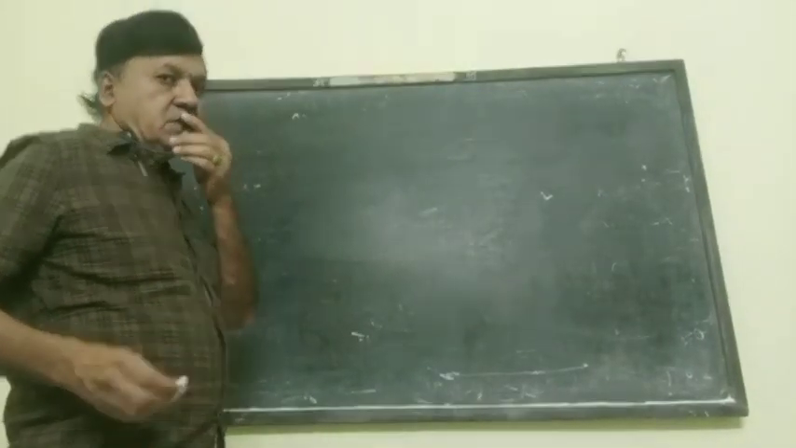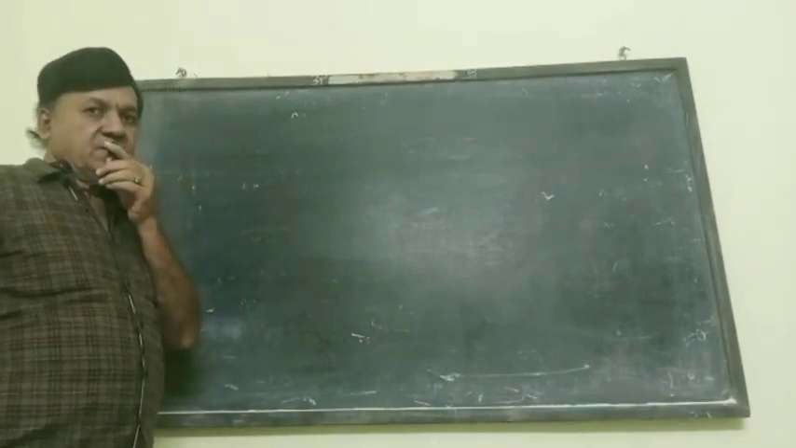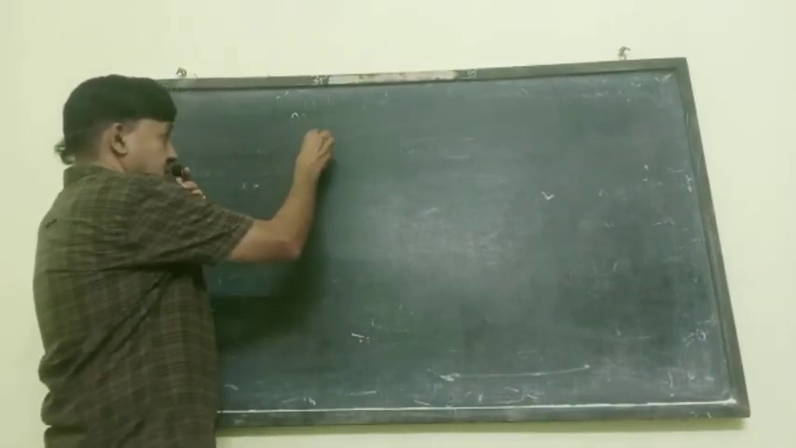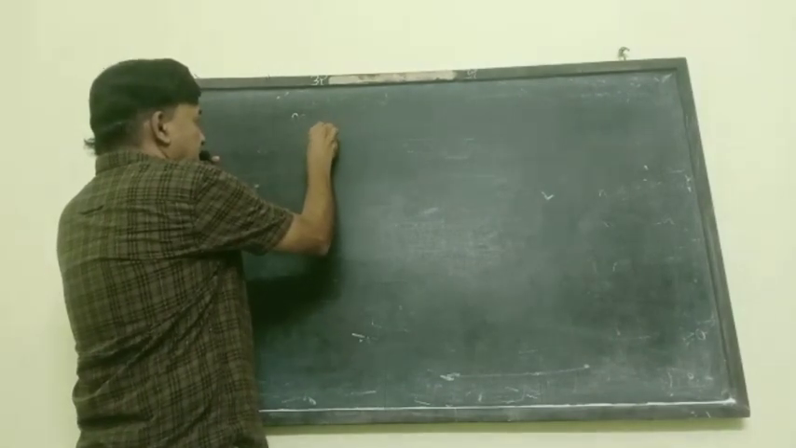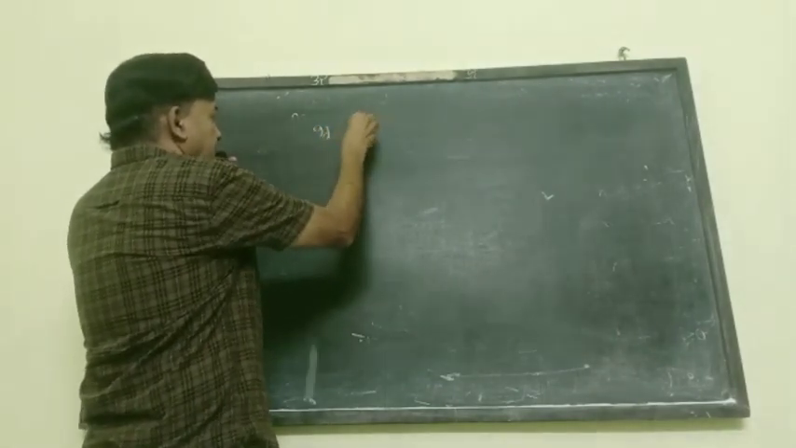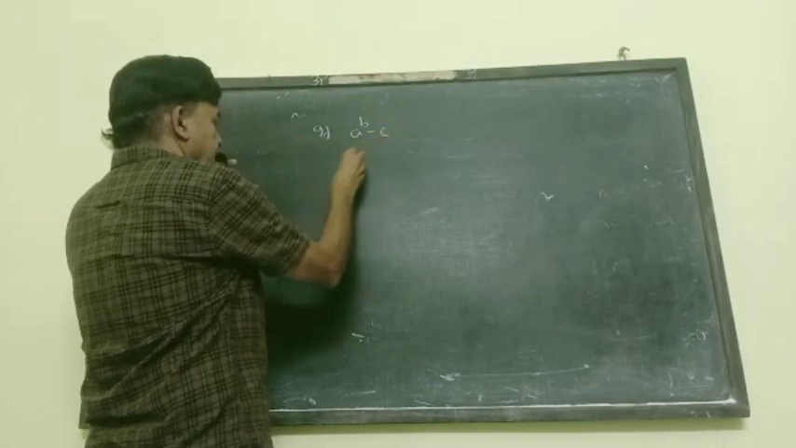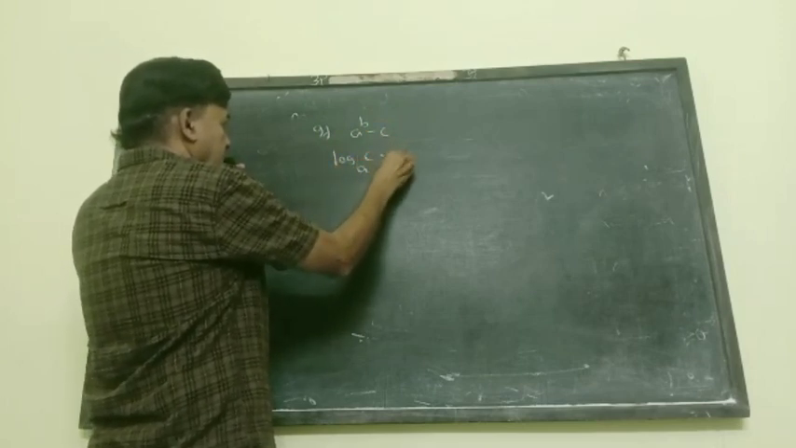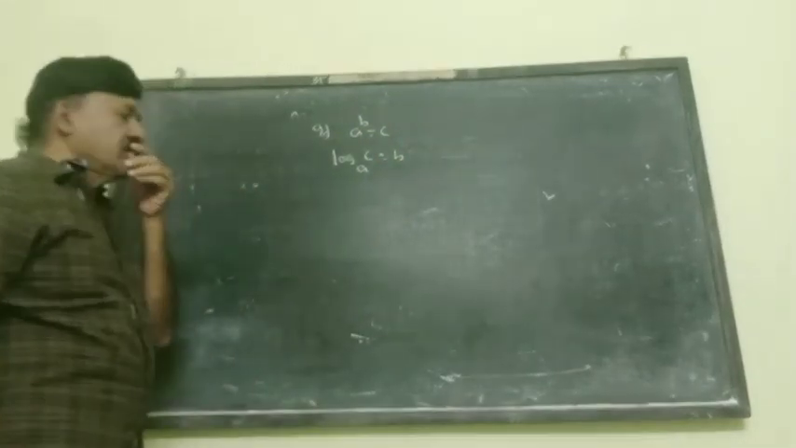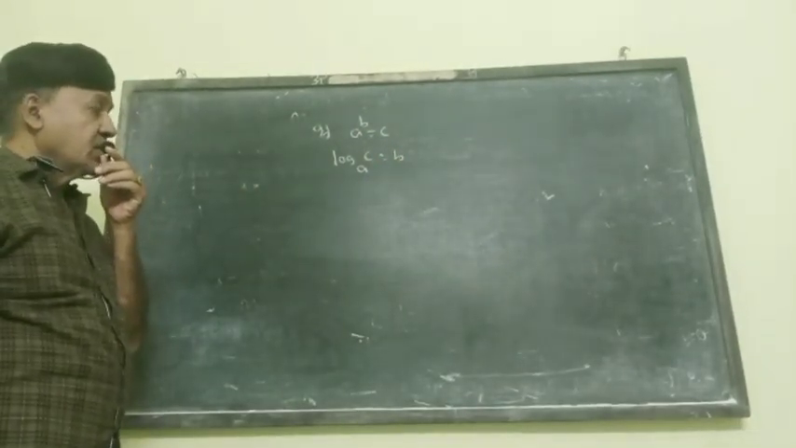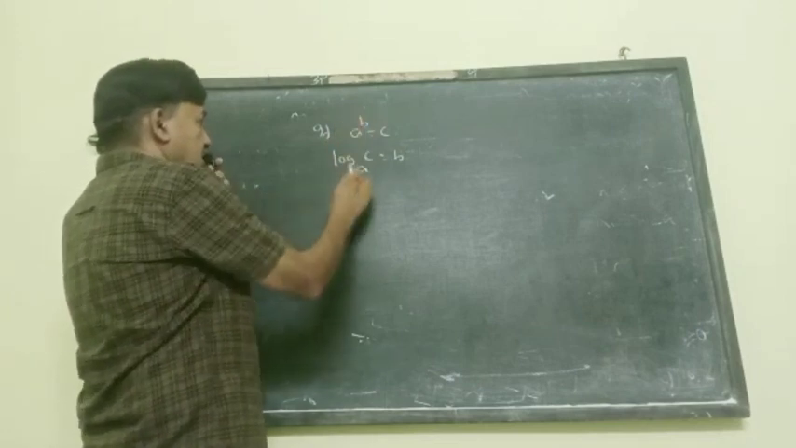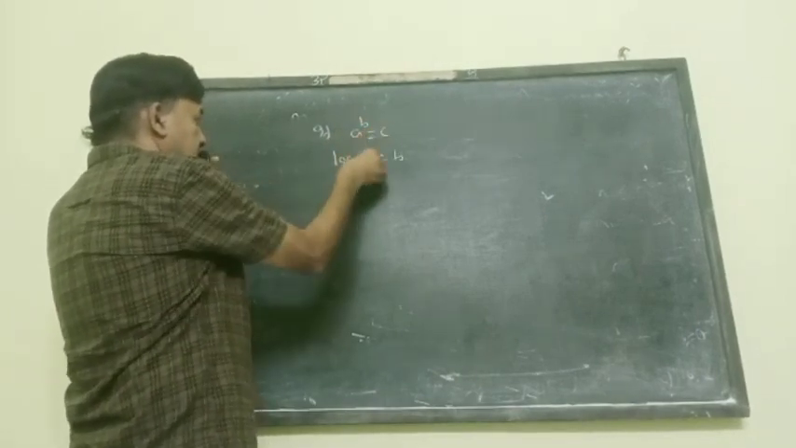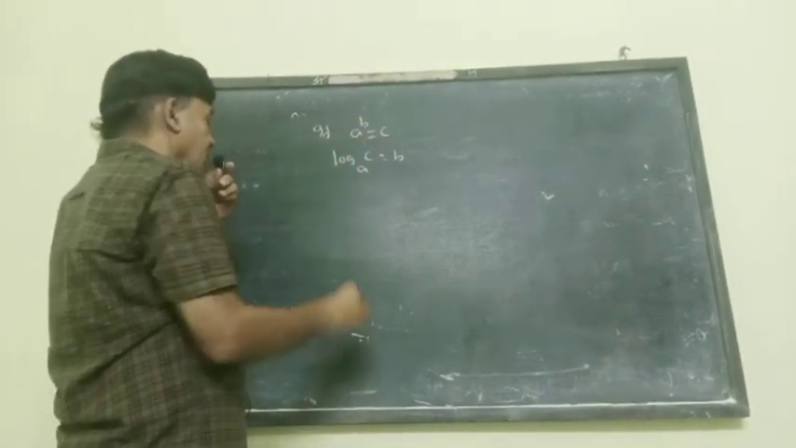First, we'll recall certain concepts of logarithms. If a power b is equal to c, then we define log c to base a is equal to b. This is the definition of logarithm. If a power b is equal to c, then log c to base a is equal to b.